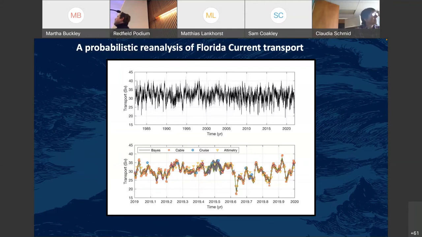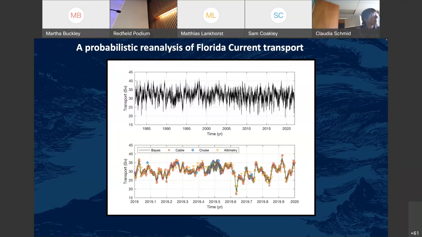Just to give you a more concrete sense, I've zoomed in here to the year 2019. The gray and the black are the model. All the different colored symbols are the data that I've assimilated. You can see that the model fits the data really tightly where the data are present. But in this really interesting period in the middle of the year where you lose the cable data, the errors inflate, which is what you'd hope and what you'd expect.